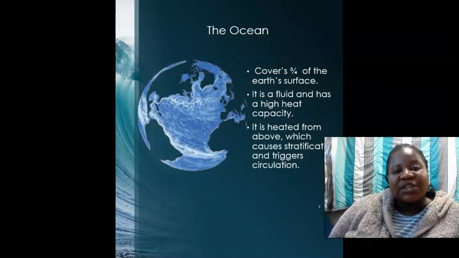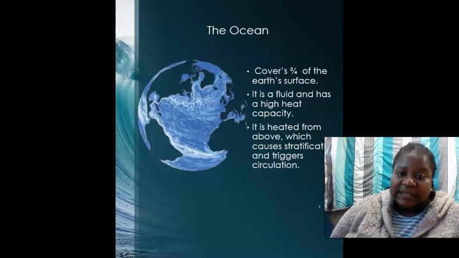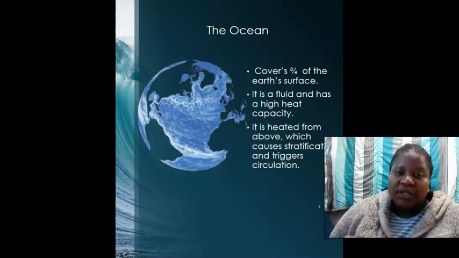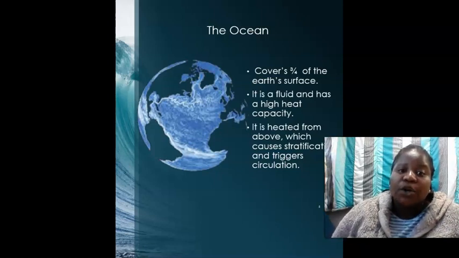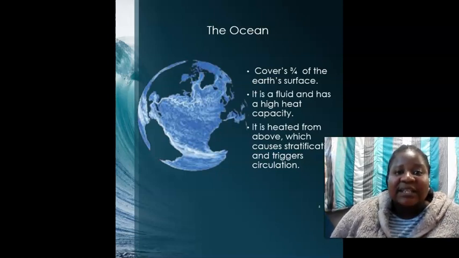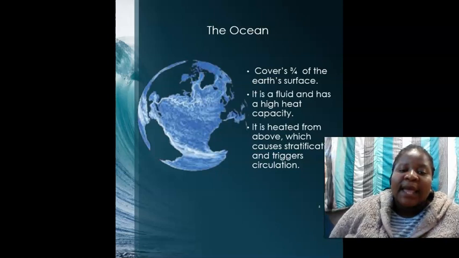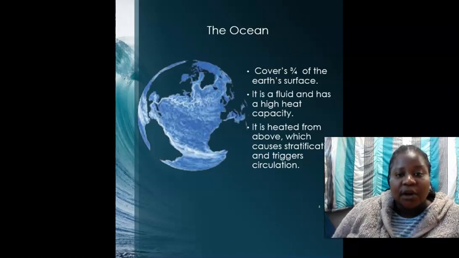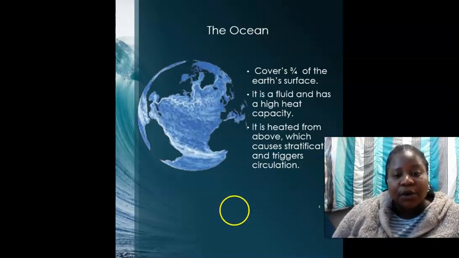So the ocean is an important part of the Earth system because it covers 3/4 of the Earth's surface. It is a fluid and has a high heat capacity, meaning that it can absorb heat for a longer period without it reacting to the amount of heat that it has absorbed. Unlike the atmosphere, the oceans are heated from above, and thus causes stratification and triggers the movement of the oceans.